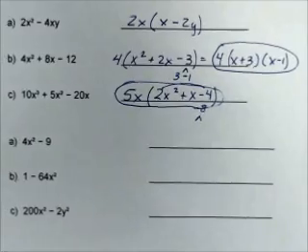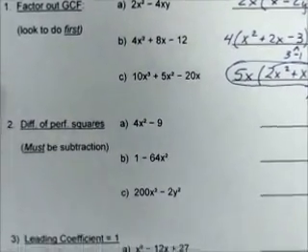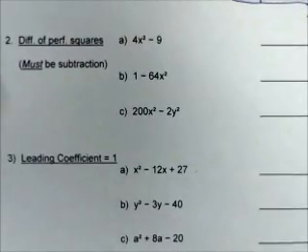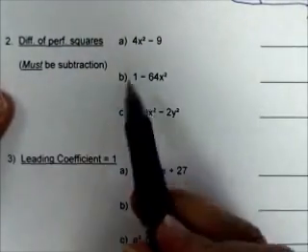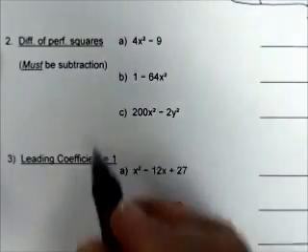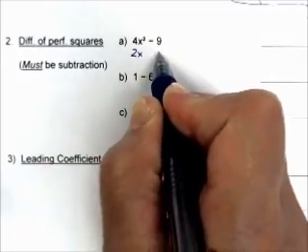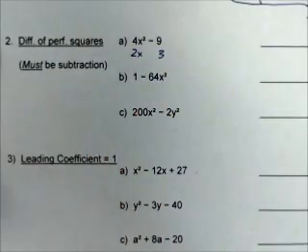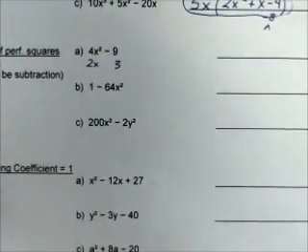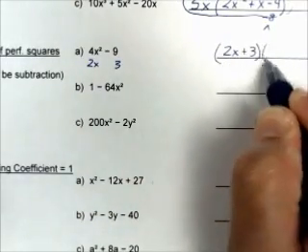Next, we have some special factorizations: factoring the difference of two perfect squares. Again, you've seen this before. 4x squared minus 9, both are perfect squares. The square root of 4x squared is 2x. The square root of 9 is 3. So this factors into (2x plus 3) times (2x minus 3).